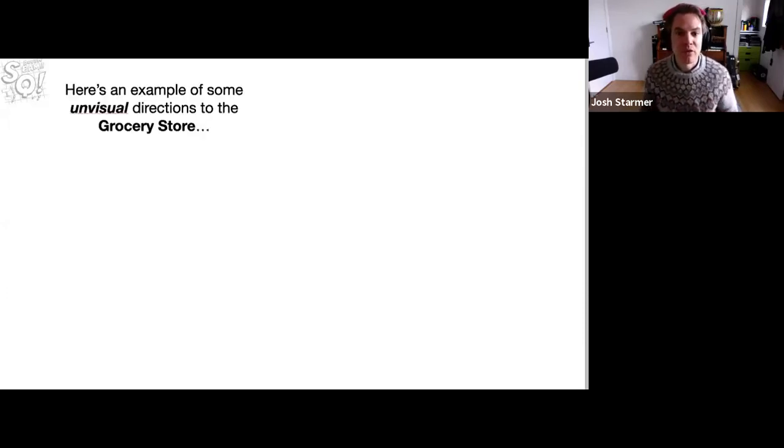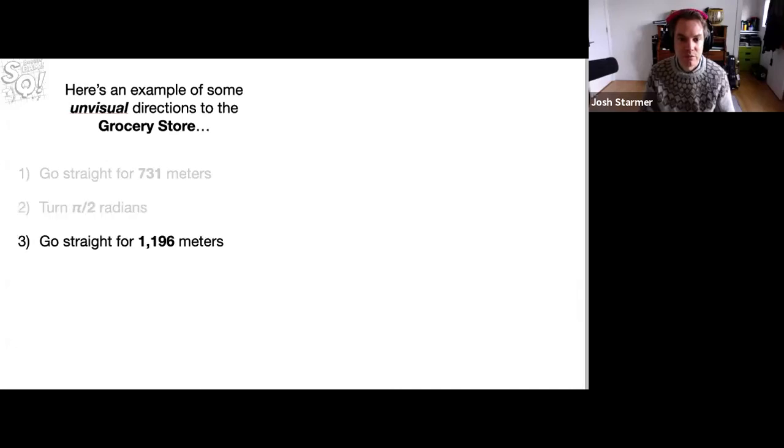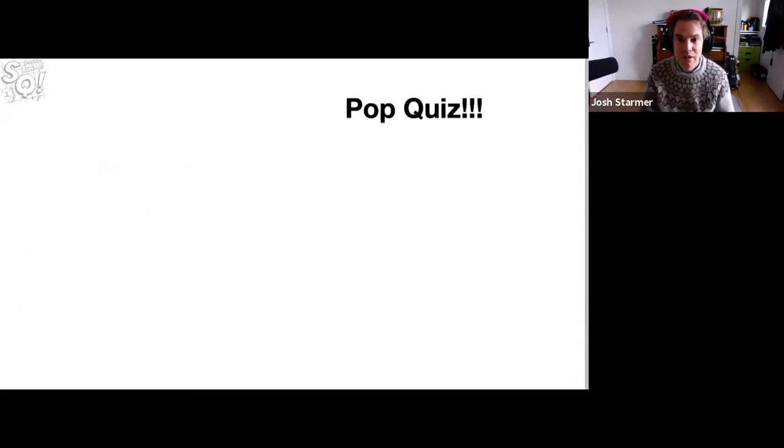Here's an example of some unvisual directions to the grocery store. You go straight for 731 meters. You turn pi divided by 2 radians. Go straight for another 1,196 meters. Turn pi times 3 divided by 2 radians. Go straight for 52 meters. Bam! Here's a pop quiz.